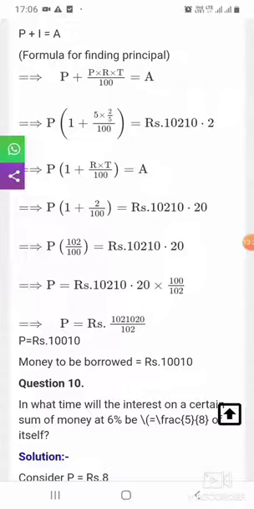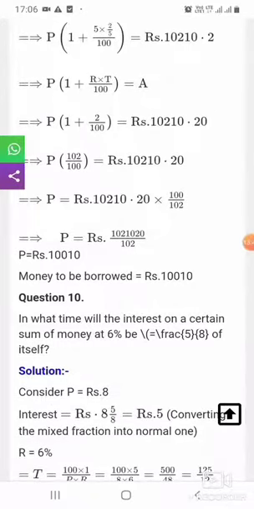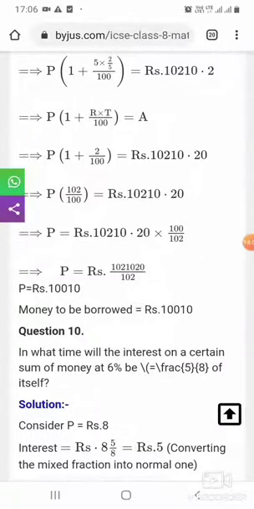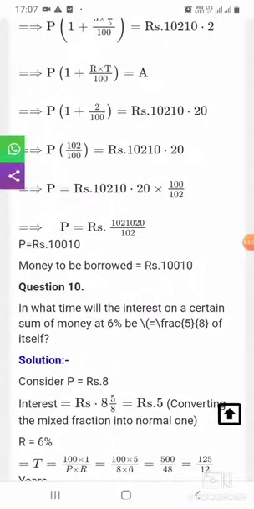Now P is equal to, sending this fraction to the RHS, 102 by 100 becomes 100 by 102. So simplifying this, you are going to get 10 lakh 21,020 by 102. That is exactly equal to 10,010 rupees. Here the calculation is a little bit difficult, but we can take simple values. We get some simple values here.